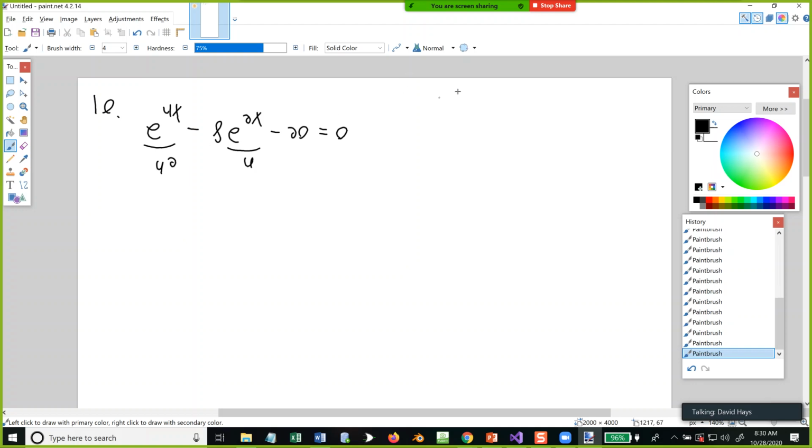Reason why I know that, u substitution is when you can take the middle part, excluding the coefficient, take it to the second power. When you raise one exponent to another exponent, you multiply them together. 2x times 2 is 4x. If you square the middle part and it gives you the first part, that's when you can do a u substitution. So that gives us u squared minus 8u minus 20 equals 0.